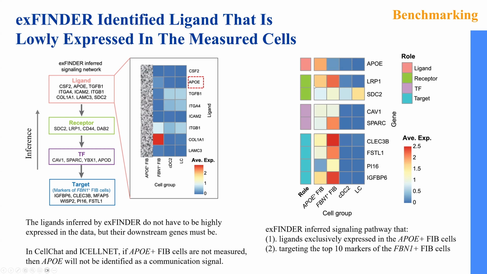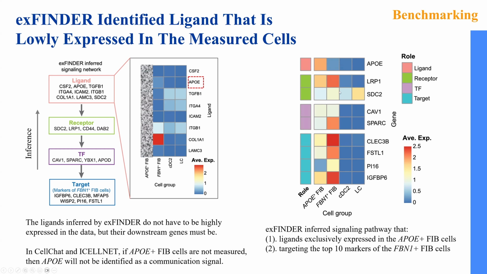exFINDER thinks that the marker genes for FBN1 plus fibroblast cells are activated, and all the upstream genes are activated. So it should be some external signals. And even if APOE is lowly expressed in those three cell types, even if we did not have this, this can still potentially be an external signal.